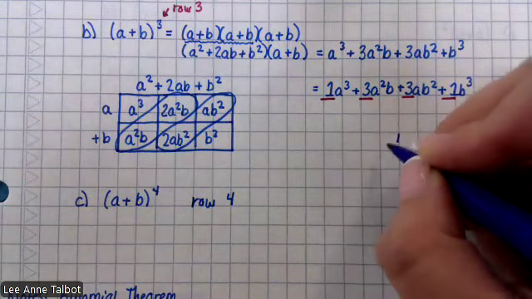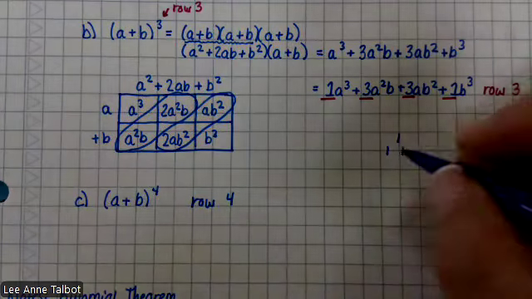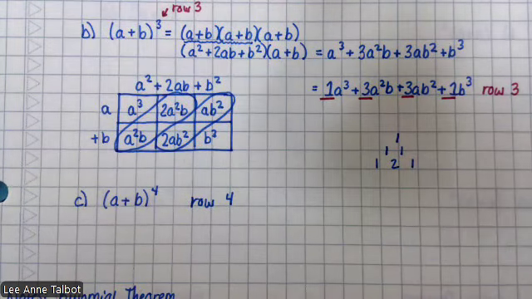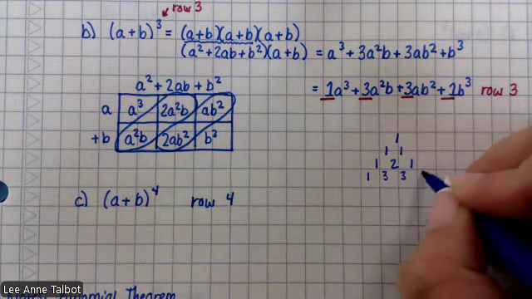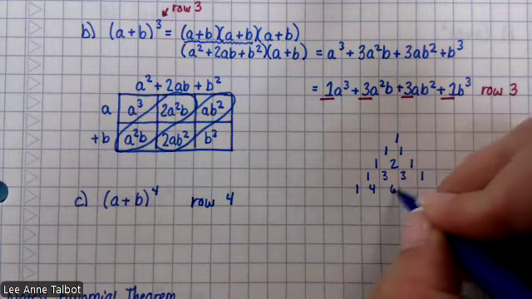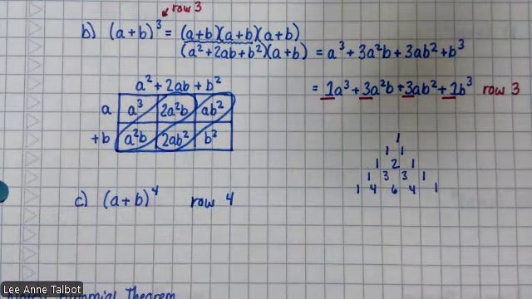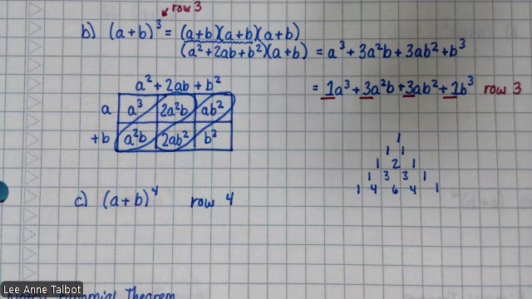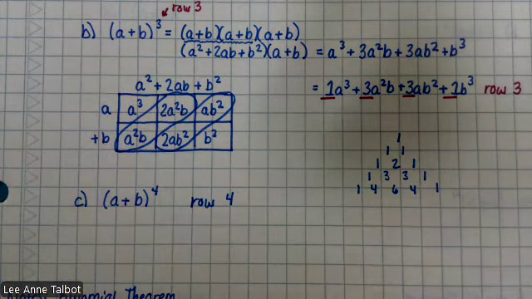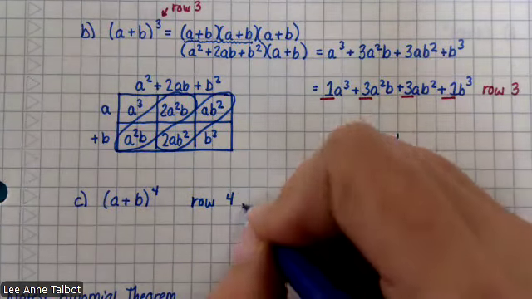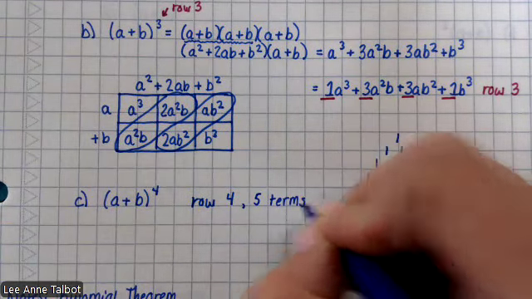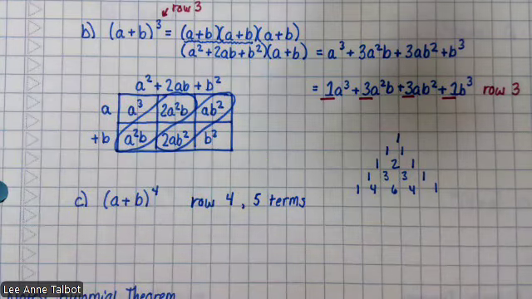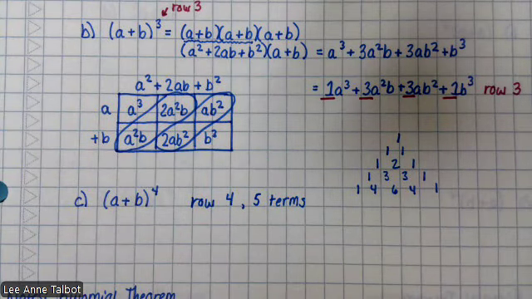You'd have to go 1, 1, 1, 1, 2, 1, 1, 3, 3, 1, 1, 4, 6, 4, 1. You'd have to do that off to the side with adding. Okay, how many terms are there in row 4? 5 terms. And the numbers in row 4 are 1, 4, 6, 4, 1. Okay, are you ready?